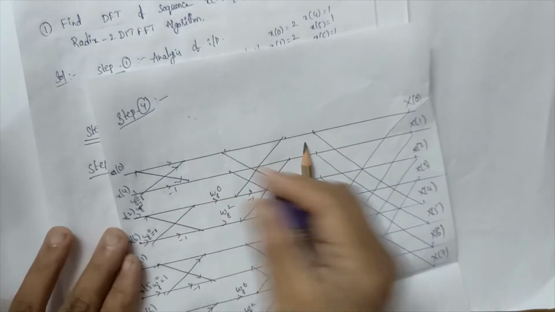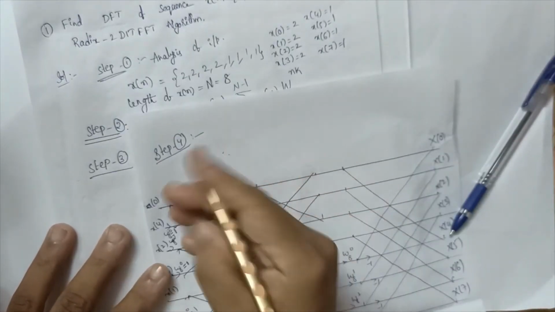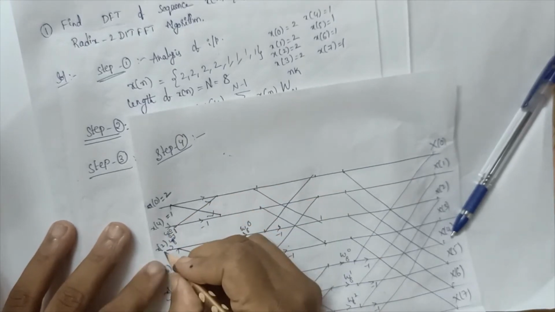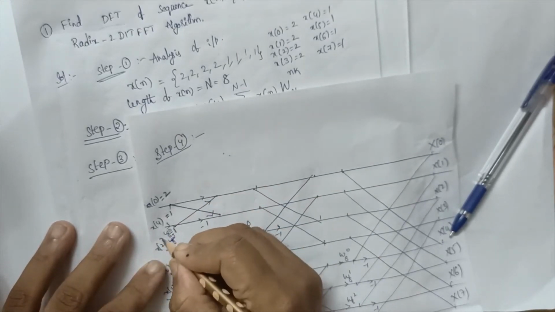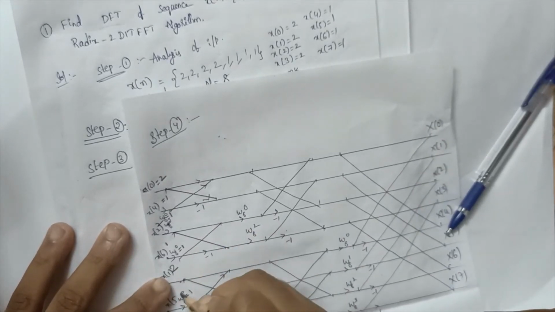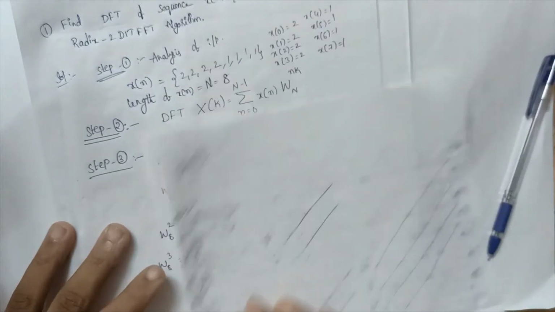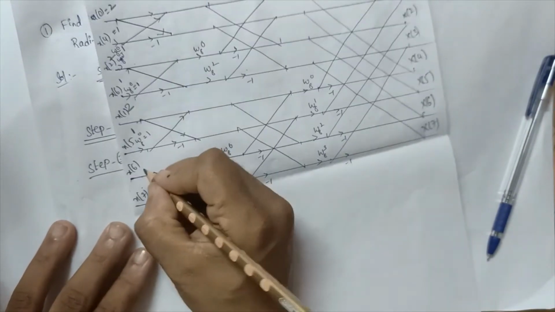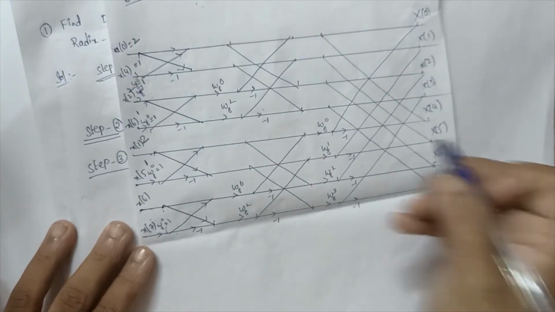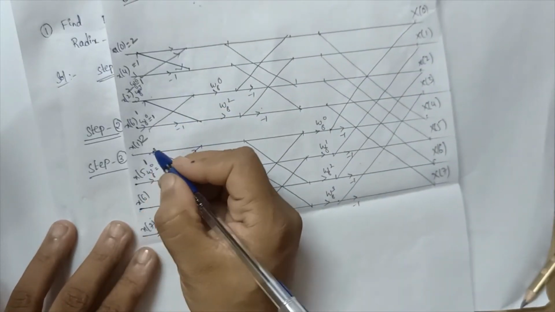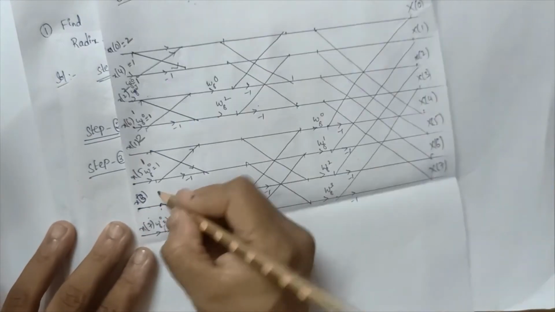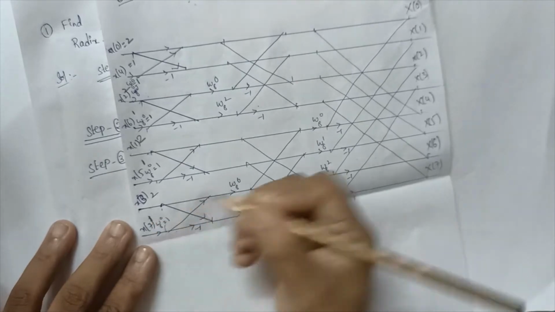Now substitute. X of 0 value is 2, x of 4 value is 1, x of 2 value is 2, and x of 6 value is 1, x of 1 value is 2, x of 5 value is 1, and x of 3 value is, oh, I have made a mistake here. This is x of 5, and this is x of 3, not x of 6. So this is 2 and this is 1.